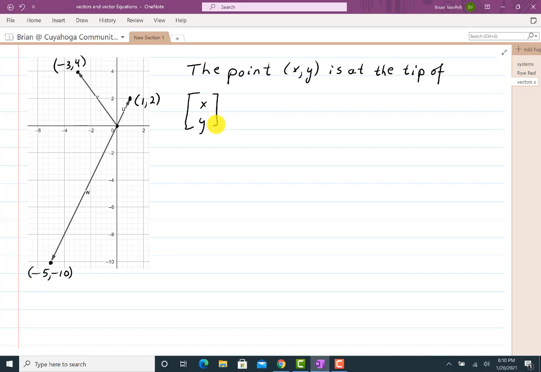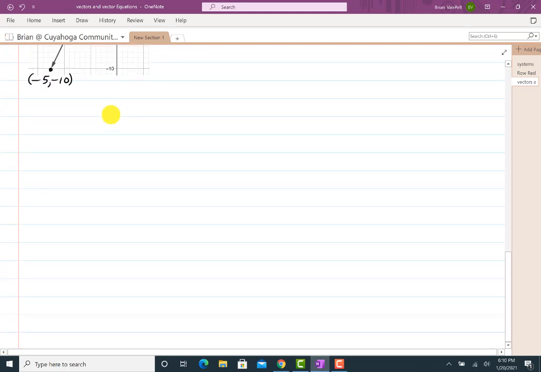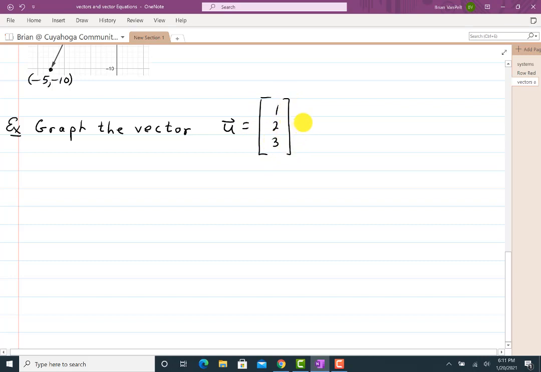Let's try to graph one in R3. Now, I don't know how to use GeoGebra for R3, so I'm not going to do it there. I'm going to try to do it by hand. So let's graph the vector u = (1, 2, 3). And when I put this symbol, that means in. So that vector is in R3. We're talking about three-dimensional space.